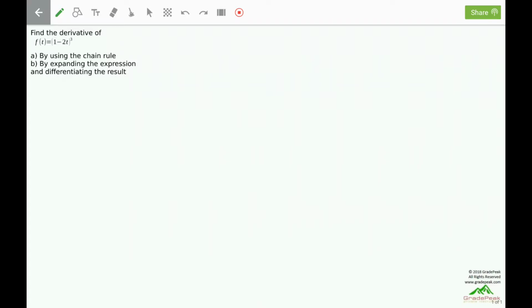Find the derivative of f of t equals (1 minus 2t) raised to the 3 power, a, by using the chain rule, b, by expanding the expression and differentiating the result.